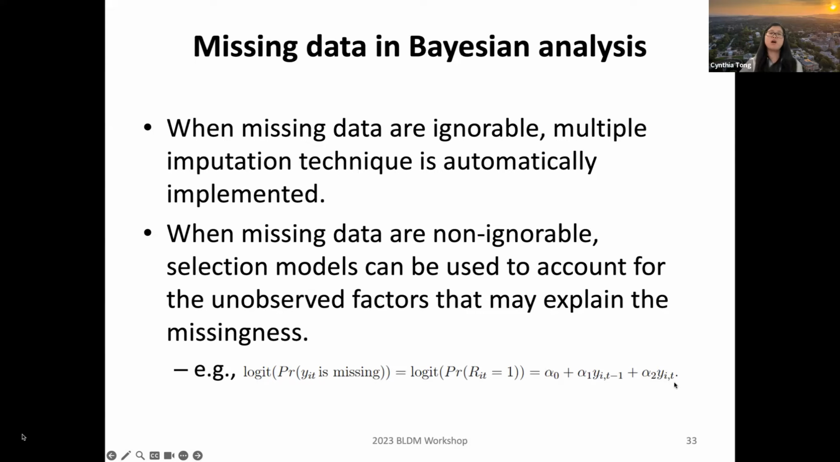If you have additional covariates and you think the covariates can be used to explain the missingness, then you can add those covariates here to explain the missingness. That's just an add-on model to the original model structure. So basically, that's why I say the Bayesian method is really flexible and relatively easy for handling missing data and specifying any kind of missing data mechanism.